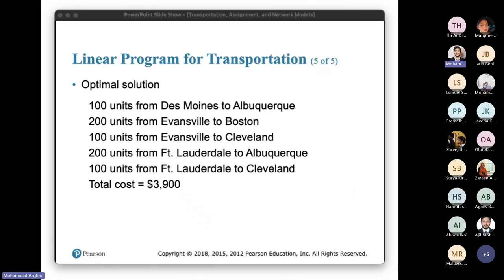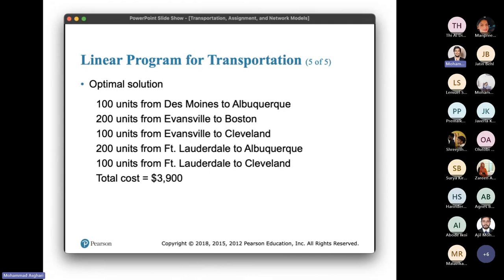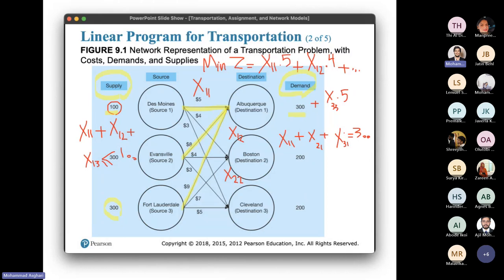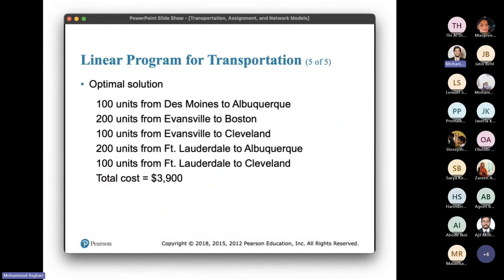If you use software, you will see the results will be like this. So 100 units will be sent from this source to this city. Coming back to this one, x11 is equal to 100. So this is the optimal value of x11. After solving, we will reach these numbers. Any questions? And this is the minimum cost you have to pay for shipping these items to the destinations to meet demands, while you didn't exceed the capacity of your sources in different cities.